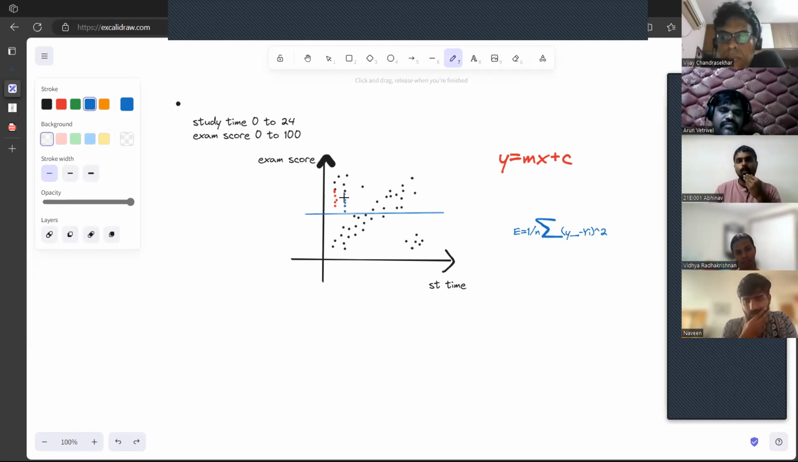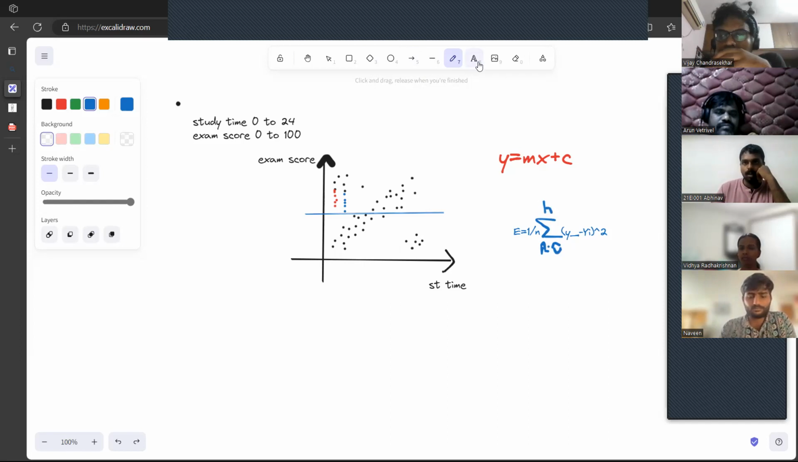We are squaring because we don't want the positive and negative differences. We just want the distance, right? So we are squaring and adding from the 0th point to the nth data point. So we are adding all those error values and dividing by n. So this is called mean squared error. This error function is called the cost function. In our case, the cost function is least square, mean squared error, the mean of the squared error terms.